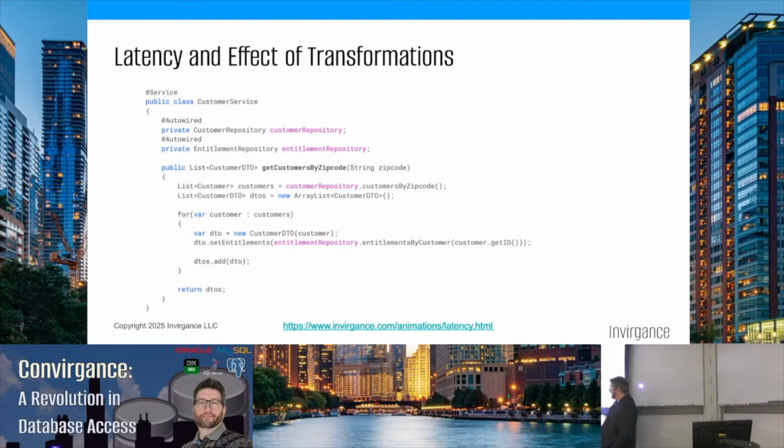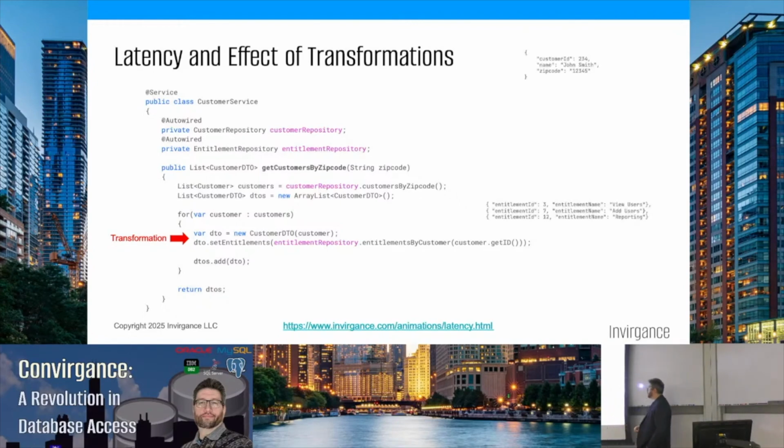Now, you can get JPA to do this for you. That's not the point. The point is that the code is expressed here so that you can kind of see what's happening. And we can see that these lists are memory reservoirs. And critically, there's a transformation happening right here. And what do I mean by transformation? Well, it's wrapping the customer record, taking that data, and then merging it with the entitlements results for that customer.